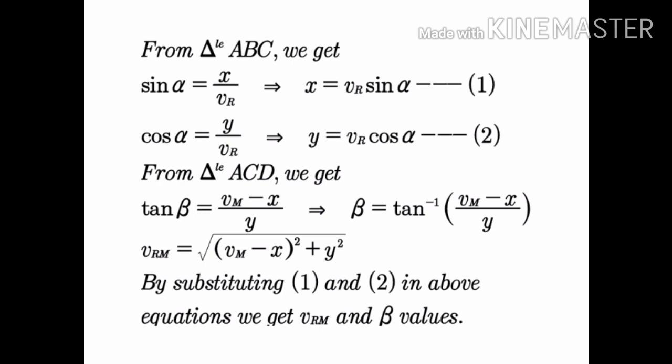Then from triangle ACD we can get tan beta is equal to (Vm minus x) by y, and beta is equal to tan inverse of (Vm minus x) by y, and in a similar way VRM is equal to root of (Vm minus x) whole square plus y square. Then in that VRM and beta equations we substitute the x and y values, then automatically we can get the required values, that are VRM and beta. So that is about case 4.